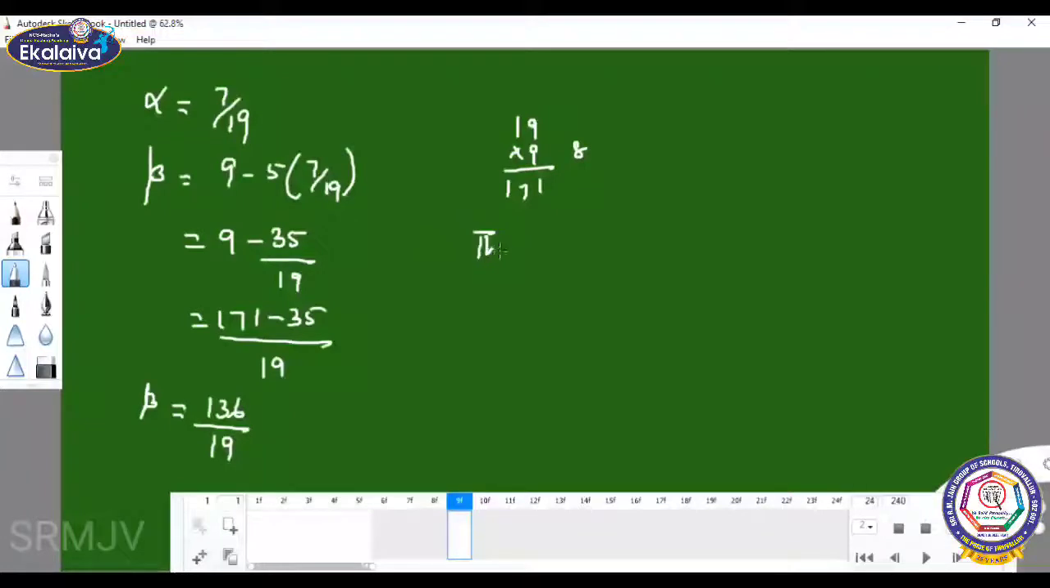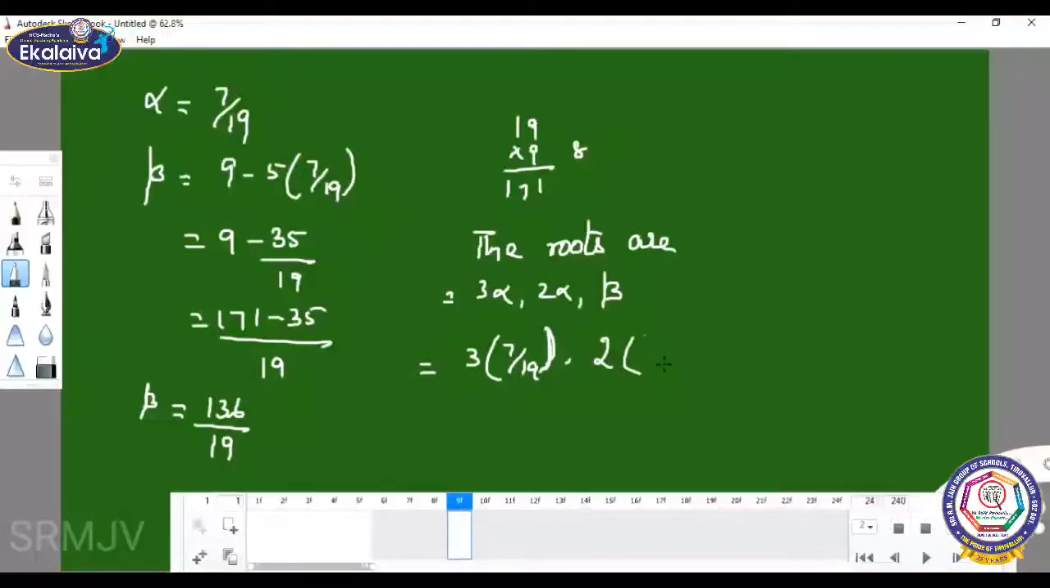Beta equal to 136 by 19. So the roots are 3 alpha, 2 alpha, beta. It gives 3 into 7 by 19, 2 into 7 by 19, and beta value is what?